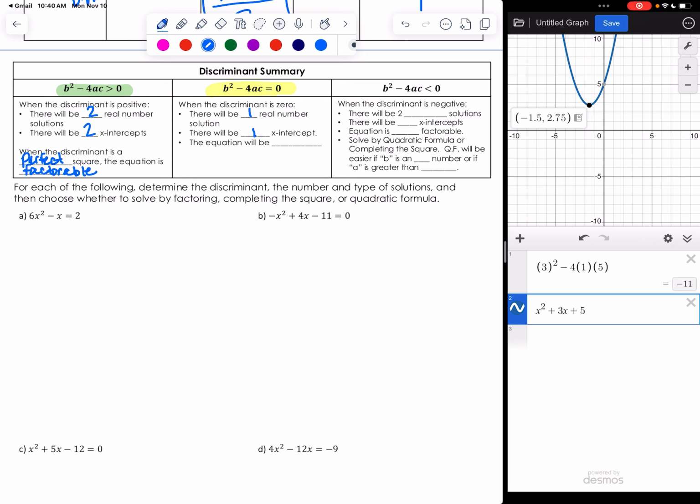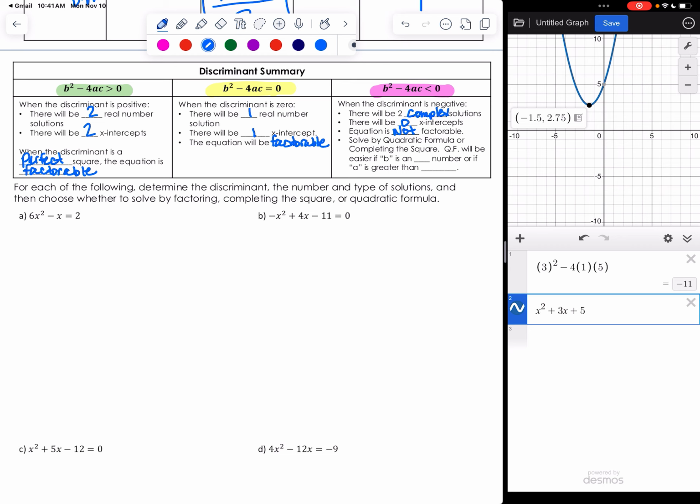If the discriminant is 0, the equation will always be factorable, because 0 is a perfect square. Again, if you don't like factoring, go back to the quadratic formula. Doesn't matter, okay? If your discriminant is less than 0, if it's negative, that means your solutions are going to be complex numbers. And there will be 0 x-intercepts, okay? And the equation is not factorable, even if that negative is a perfect square.